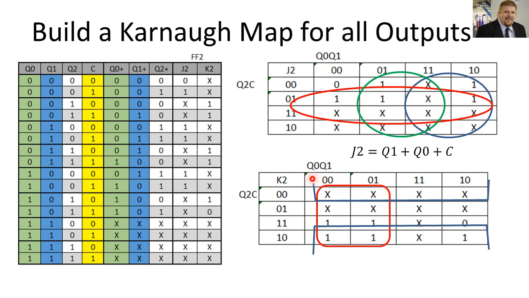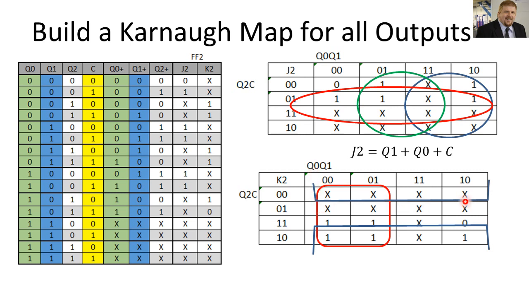So my red loop, again we should have one term because we've got a group of 8, so three terms disappear, so we should be left with one. Looking at this, Q0 is a 0 here and a 0 here, Q1 is a 0 and a 1, so it disappears. Q2 and C are 0 or a 1 somewhere within that vertical loop, and so we're left with Q2 being 0, not Q naught being 0, which is not Q naught.